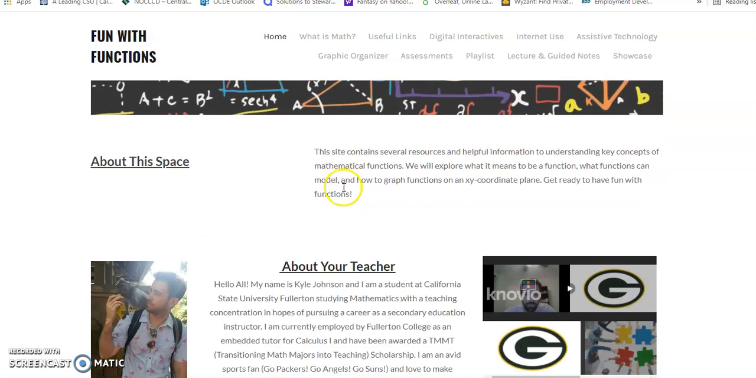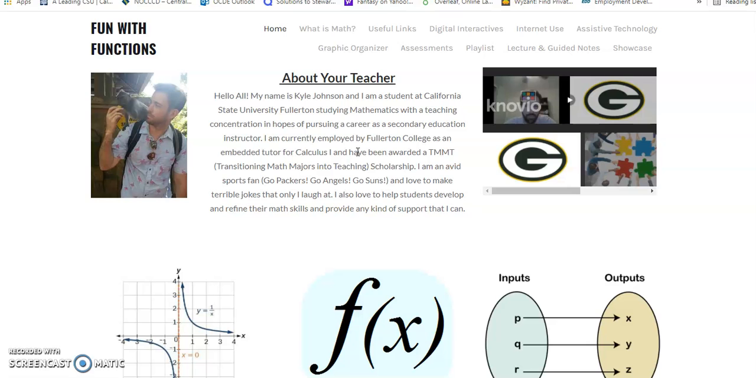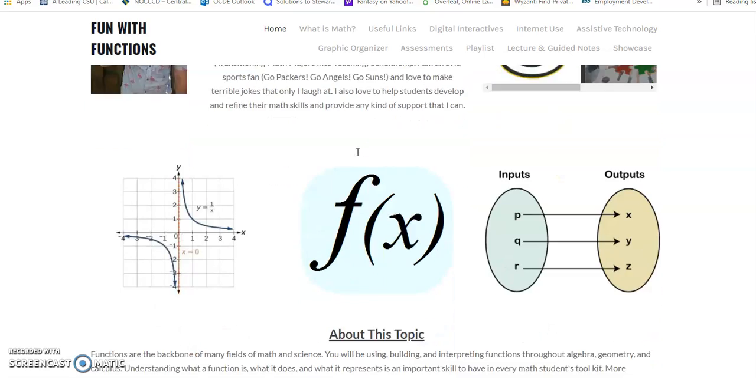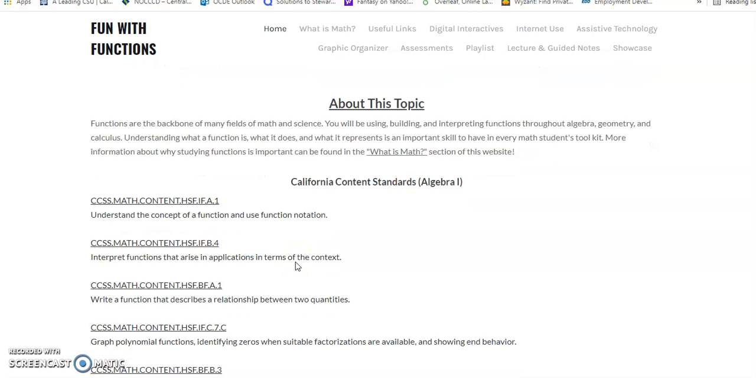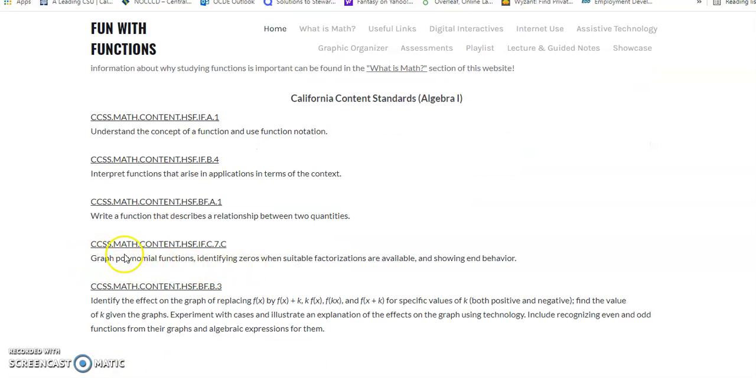I built the site with a ninth grade Algebra 1 class in mind, and these are a few of the standards I covered. While I did cover graphing polynomial functions in my lecture guided notes section, I didn't get to cover identifying zeros or end behavior. And I also intended to cover maxima and minima of functions, but ended up falling short on time, so I had to cut those as well.